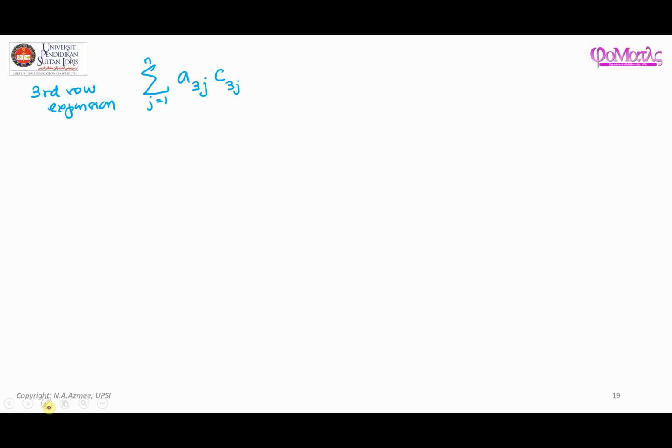In terms of mathematical formula, it will look like this. It will become A31 multiplied with the same cofactor C31, plus A32 C32. You're going to do it until the end of the column, so the last term is A3n C3n. So that's the idea if you want to find the determinant of a matrix using the third row expansion.